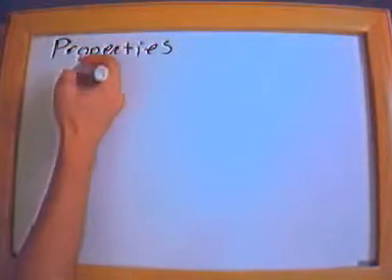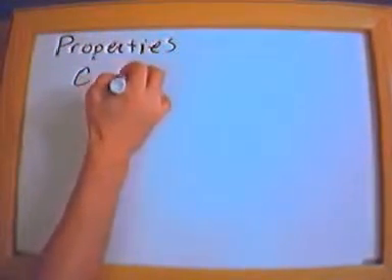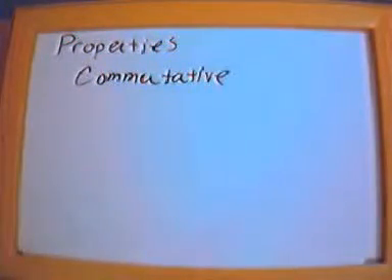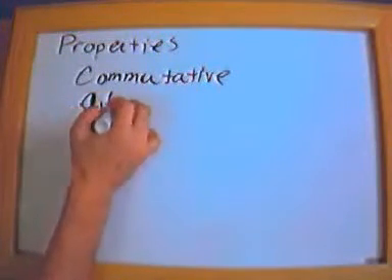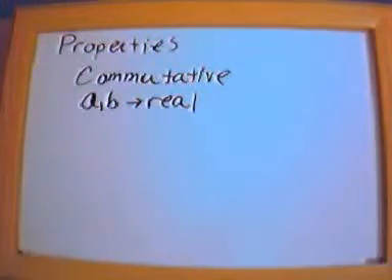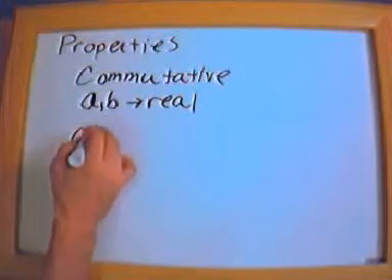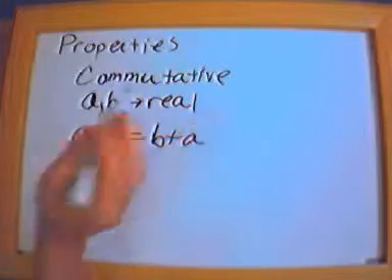We have these things called commutative properties. These things used to confuse me because the word's so confusing. Here's what a commutative property is. Again, A and B are real, which just means that they're numbers, that they're not complex. If this is true, then A plus B is equal to B plus A.